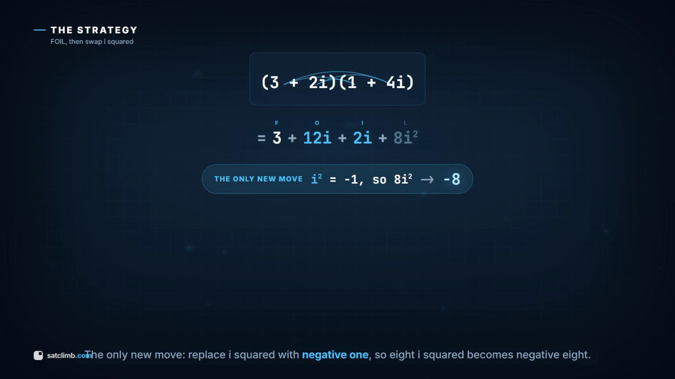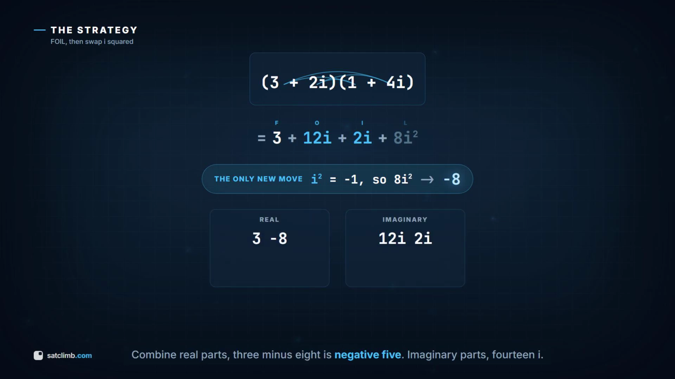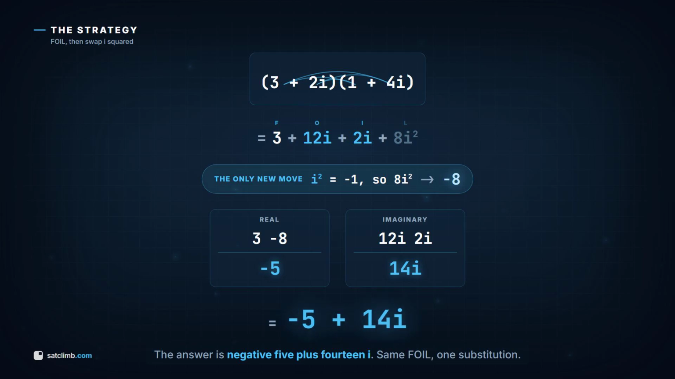Now the only new move. Replace i squared with -1. So 8i squared becomes -8. Combine the real parts, 3 minus 8, -5. Combine the imaginary parts, 12i plus 2i, 14i. The answer is -5 plus 14i. Same FOIL you already know. One substitution at the end.